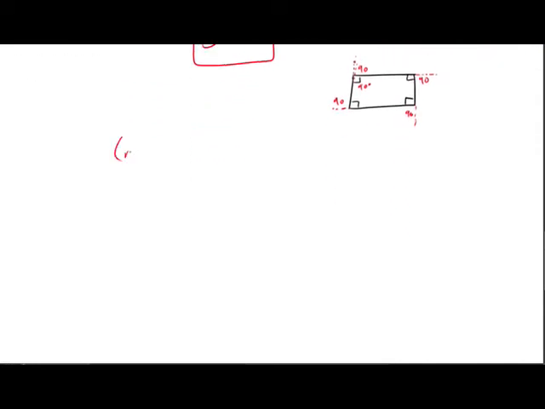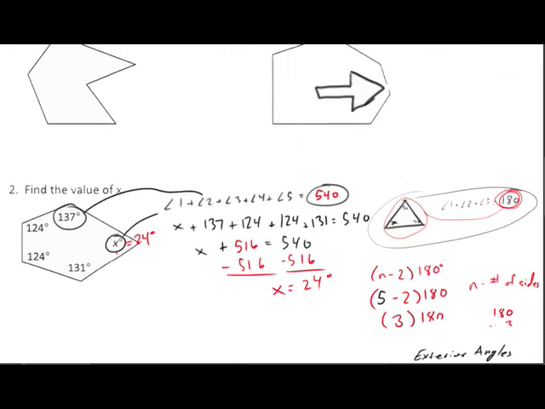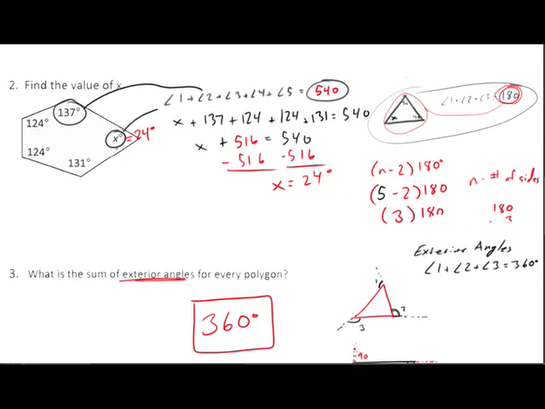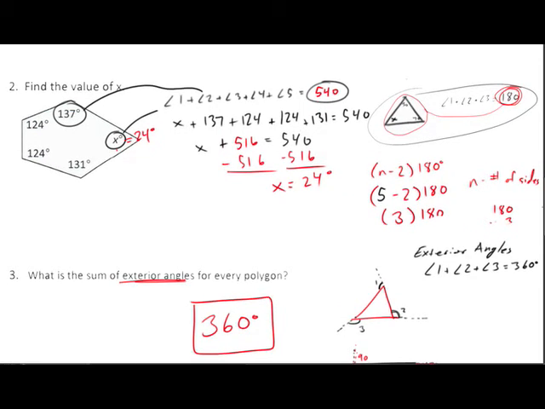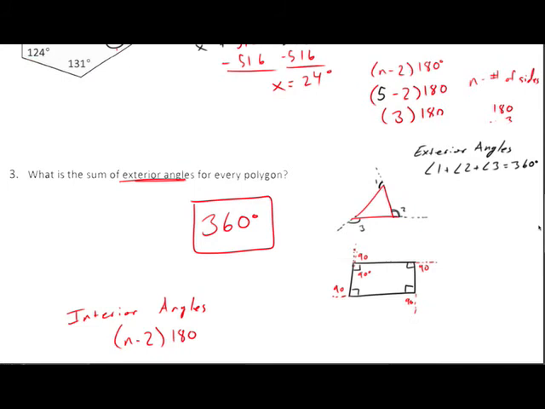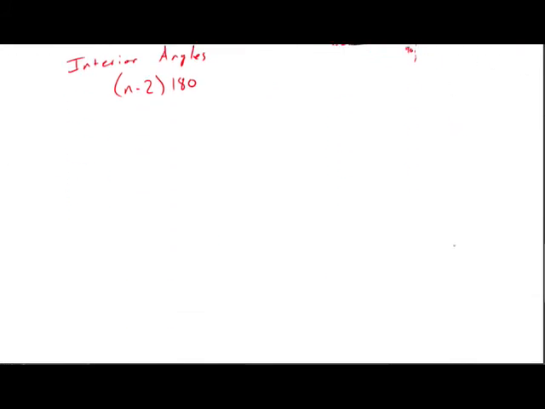So to find the sum of interior angles, so this is interior angles, I use this formula, and this formula was from the previous problem, number 2. So here we used n minus 2 times 180.